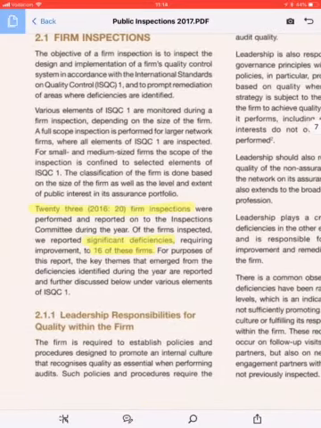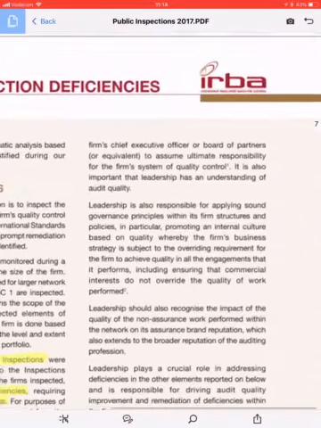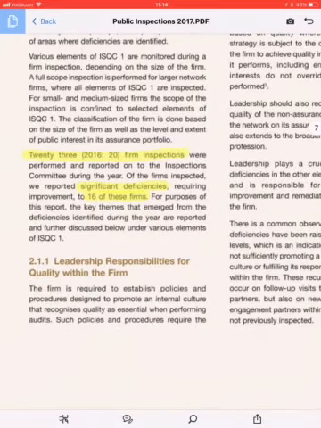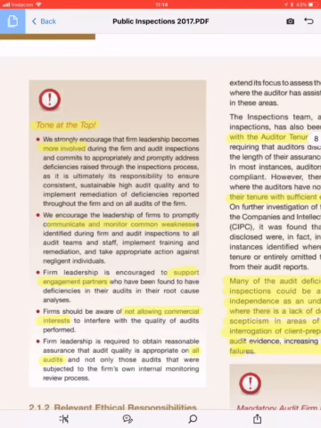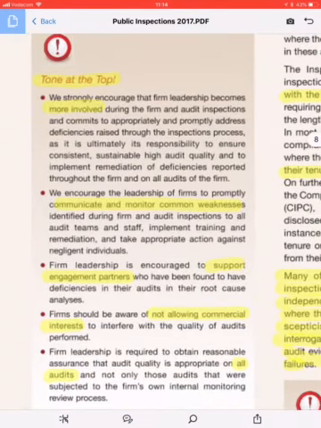The first element that they look at is leadership responsibility for quality within the firm. That is the so-called tone at the top. They recognize that the leadership responsibilities is the first step in terms of quality control, and that is where quality control should start. So here are a couple of points that they mentioned. They encourage that firm leadership becomes more involved. The leaders of the firm, right at the top, the managing partner, the senior partners, not just the audit partners, should become more involved during the firm and audit inspections. During the inspection process, they should be involved in it.